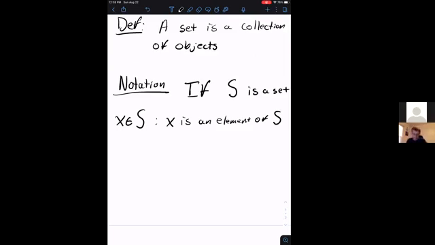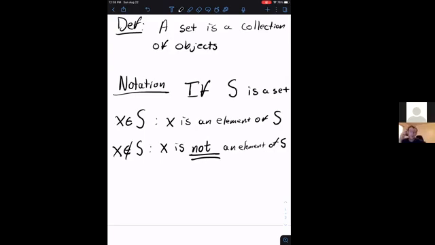So there's another one, right? There's this right here, okay? So it's the element sign with the slash through it. It's kind of like the equal sign with the slash through it, right? And this means that x is not an element of S, okay? So that's what it means, right?